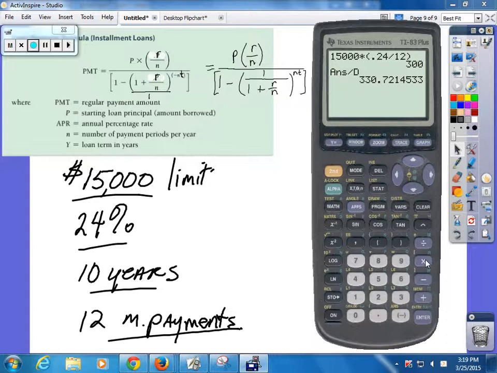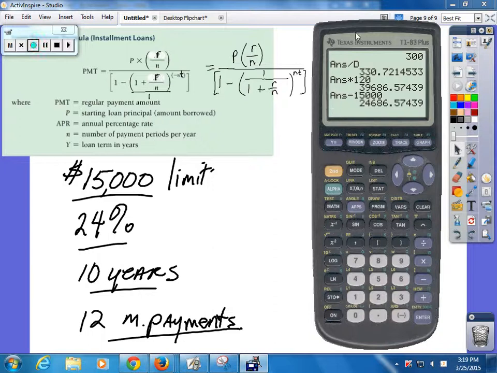So $330, and by the time you get through paying that off, 120 payments minus 15,000, you just paid that credit card company $24,686. And that's if you say to yourself, I'm going to pay this thing off in 10 years, and you run it through here. So you pay $350 a month until you get it paid off, which you get it paid off a little bit earlier. Credit card company don't want you to do that.